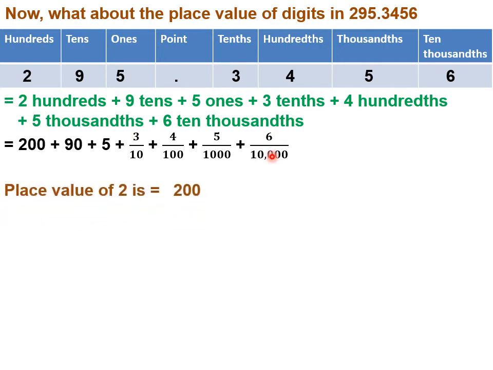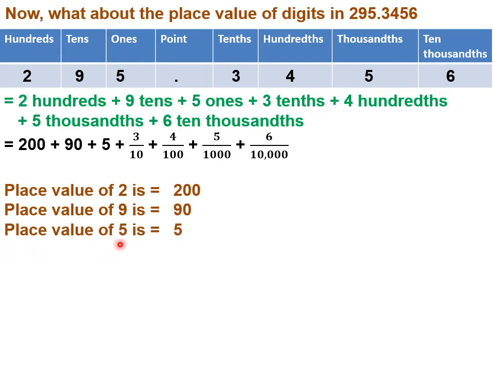So now, 2 is in the place of hundreds, so place value of 2 is 200. Then place value of 9: 9 is in the place of tens, so place value of 9 is 90. Then place value of 5 is 5, it is in the place of ones. Then place value of 3: 3 is in the place of tenths.